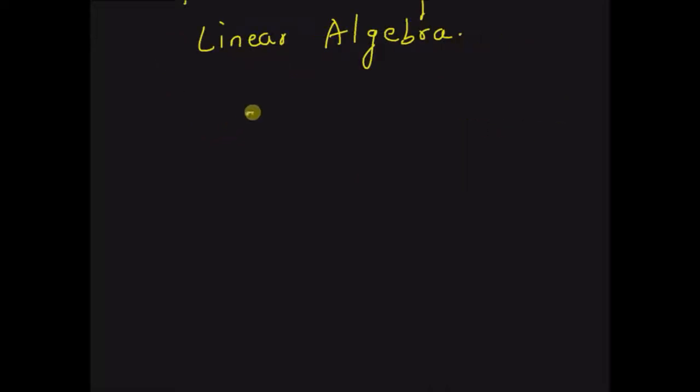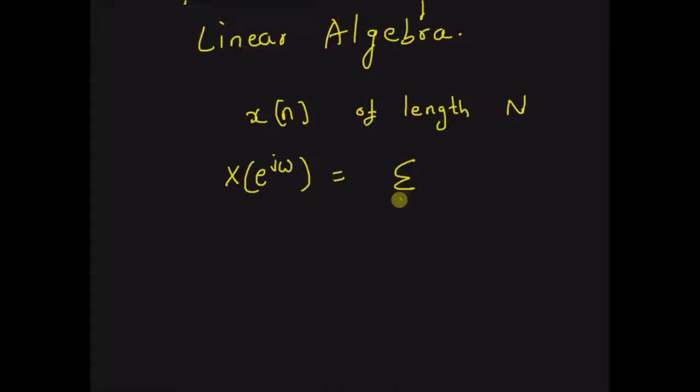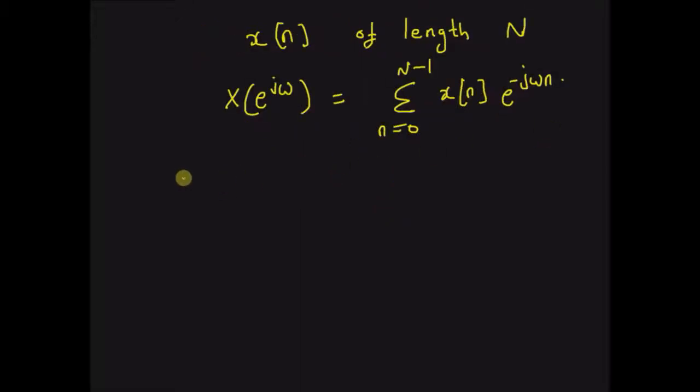For a finite sequence x of n of length N, the DTFT is defined as X of e power j omega is equal to the sum n equal to 0 to N minus 1 x of n multiplied by e power minus j omega n. So for implementation, we know that the digital frequency omega belongs to the interval 0, 2 pi.